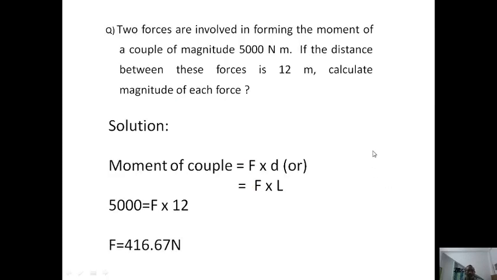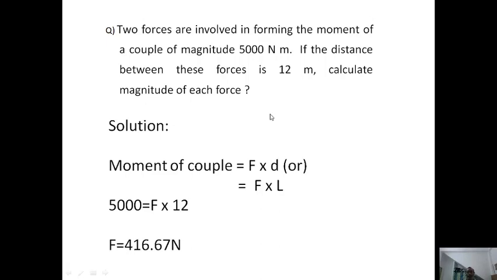Right. So, by understanding this property, just calculate the force. There are two forces involved in forming the moment of couple of magnitude 5000 Newton meter. There is a couple which has the magnitude of 5000 Newton meter. If the distance between these forces is 12 meters, that means their perpendicular distance is given as 12 meters. Calculate the magnitude of each force.